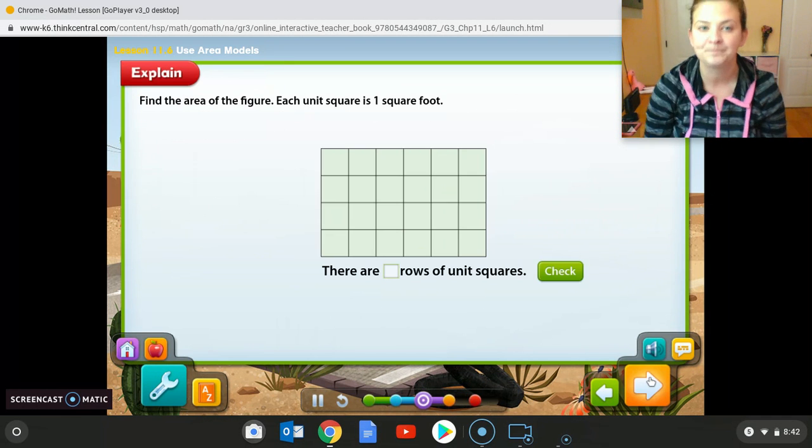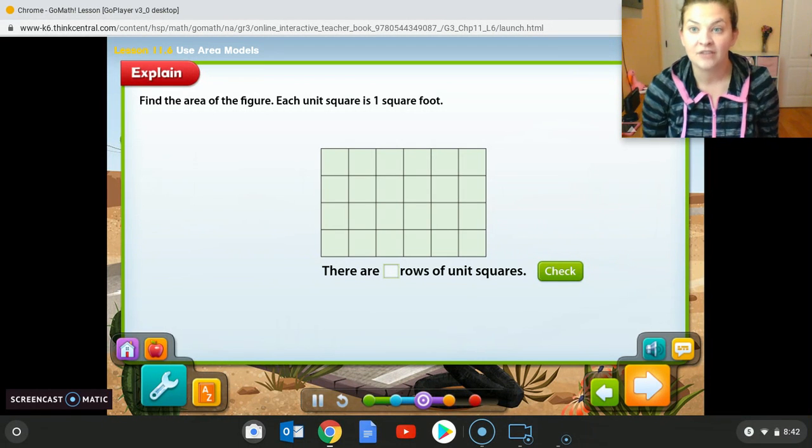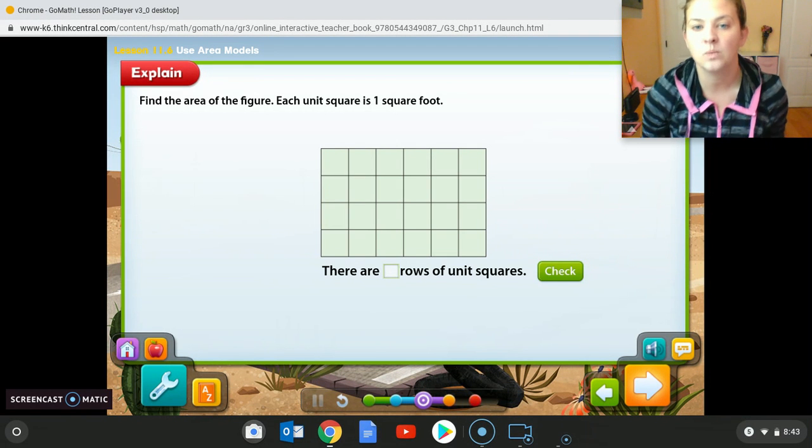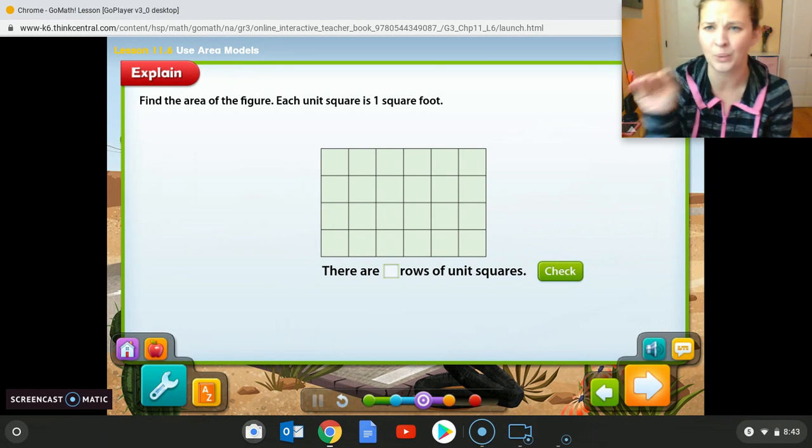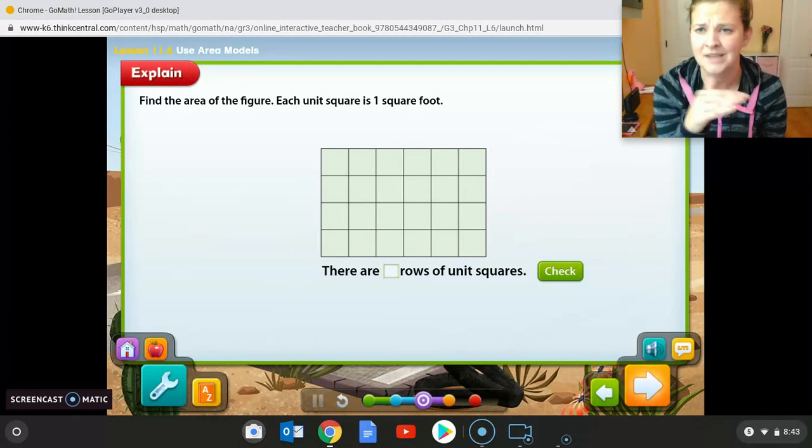Let's do one more example. Find the area of the figure. Each unit square is 1 square foot. So what do I see? Do you see a rectangle? Yes, that means that I can use an array. An array is how many rows and how many are in each row. So how many rows are there? How many rows go side to side?